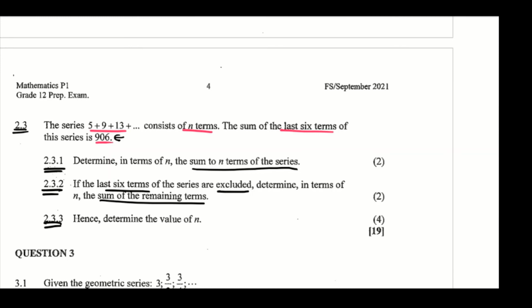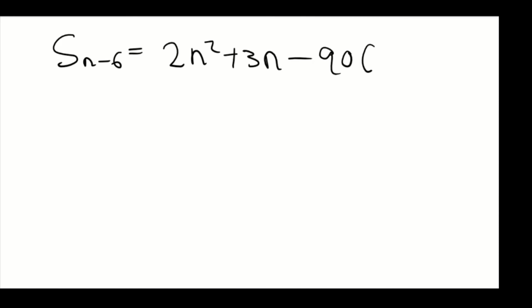2.3.3, hence determine the value of n. Now we want to find the value of n. For us to find the value of n, we need to first write our sum excluding the 6 terms. So how do we find it? We found that in the previous question to be 2n squared plus 3n minus 906. So let's consider this as our equation 1. Why? Because we can still find the sum of n minus 6 in another way.